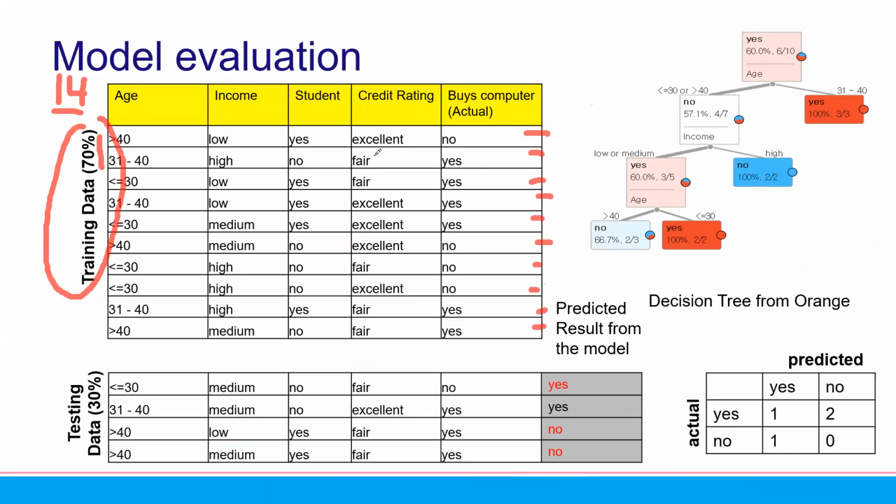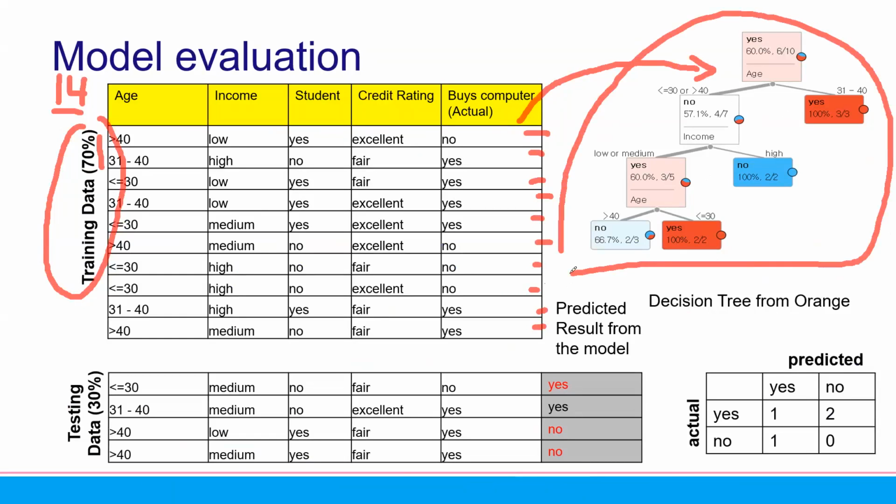From this training data, I would like to make the decision tree. And after I have this decision tree, I would like to test this decision tree on this testing data. The testing data is the remaining, which is the 30%. The 30% is maybe 3 point something, so we round it to 4. So we have 4 data, 1, 2, 3, 4 for testing.